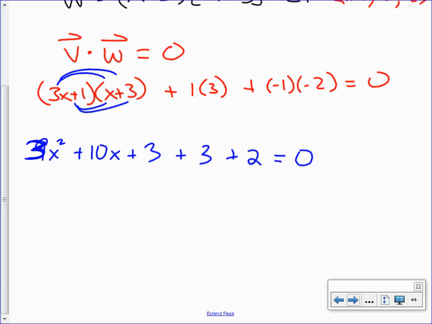Did I go too fast? Is it okay? We're good? Okay. All right. Here we go. There are 2 solutions. Here we go. 3x squared plus 10x plus it.